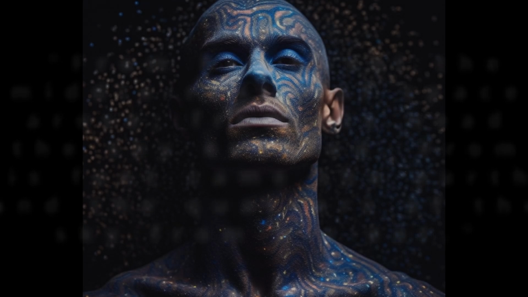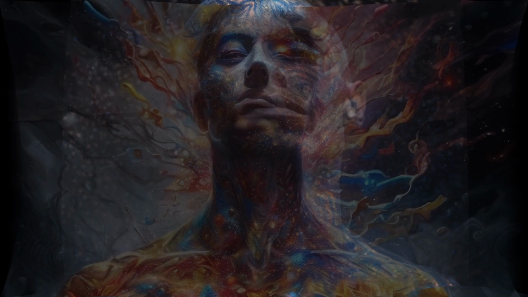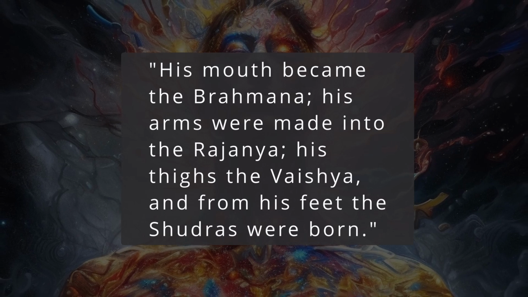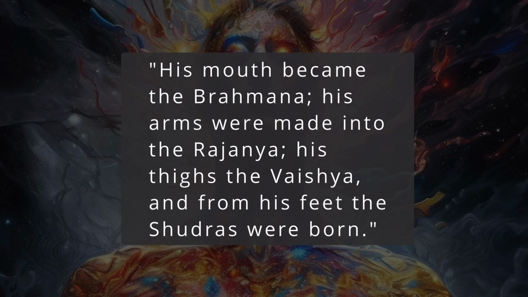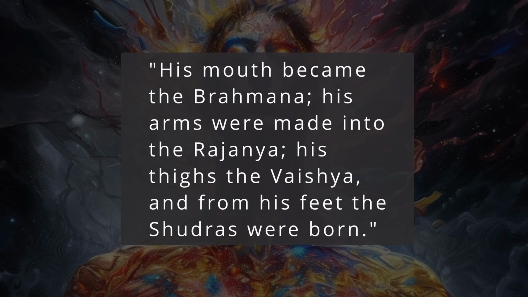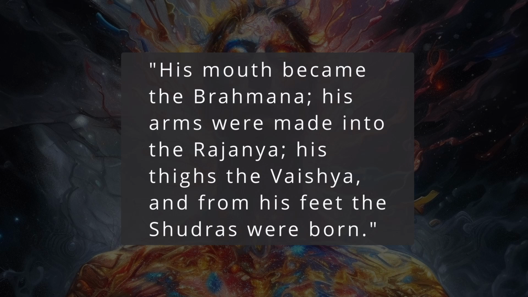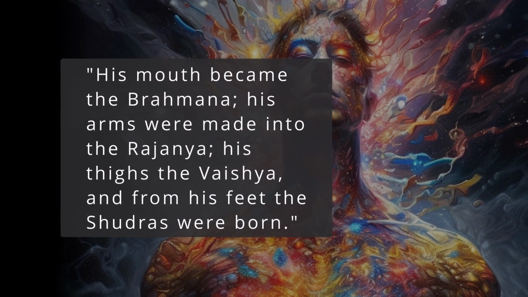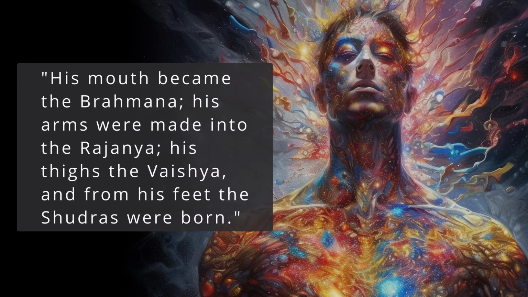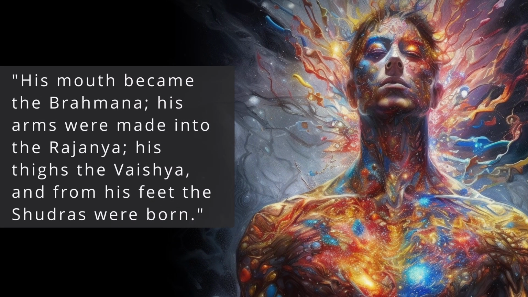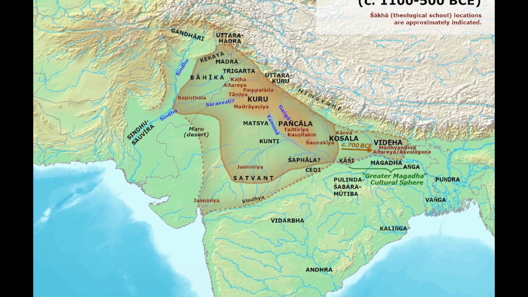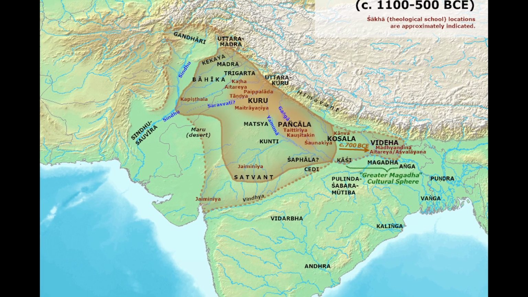Text more pertinent to our conversation comes earlier in the hymn where, quote, "His mouth became the Brahmana, his arms were made into the Rajanya, his thighs the Vaishya, and from his feet the Shudras were born," unquote. Vedic texts also manifest vying opinions on which is the highest Varna, with the Kshatriyas, or Rajanyas here, sometimes taking the number one spot.